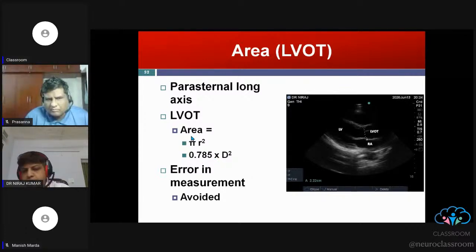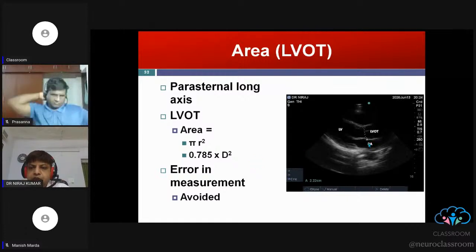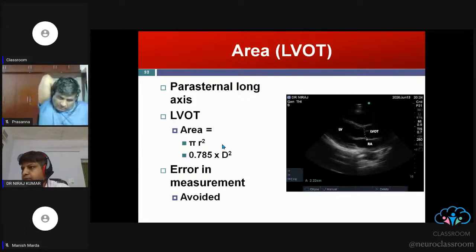So area is very important, but remember this area should be measured accurately. Otherwise, error can be incorporated, so you have to avoid that while measuring this area. If you are committing any error, that will be squared up. So remember that your area should be calculated correctly.